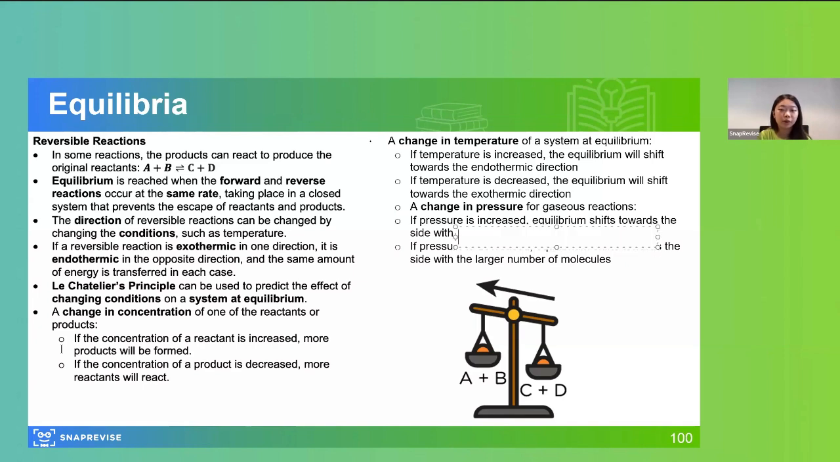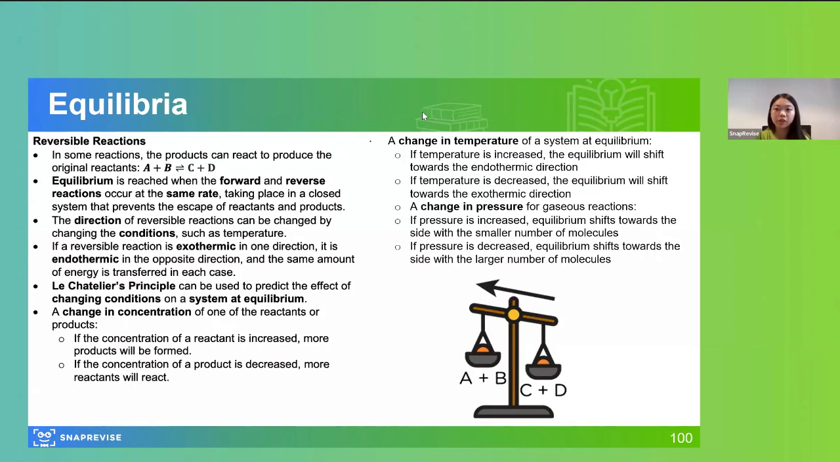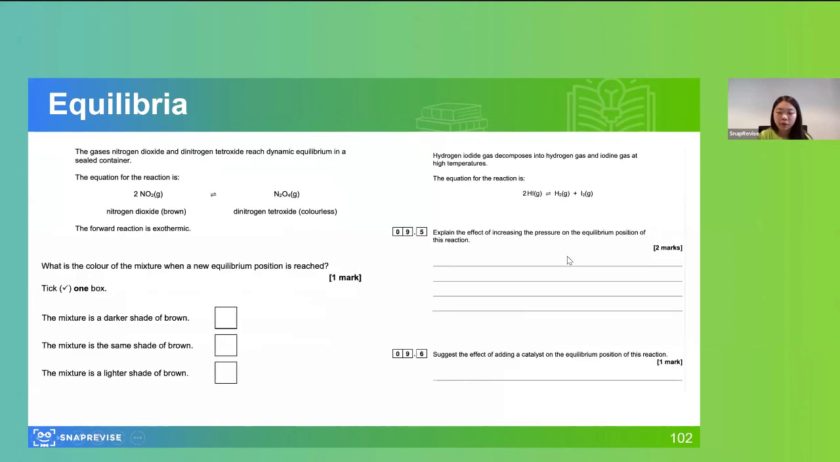Any questions regarding that so far, or should we move on because there's more on equilibria? Okay, doesn't seem like anyone has any questions. We'll move on. There are a few questions regarding equilibria that I do want to have a look at. I want everyone to have a look at this question. I'm going to give you guys maybe 30 seconds to look through it, and then we'll walk through it.